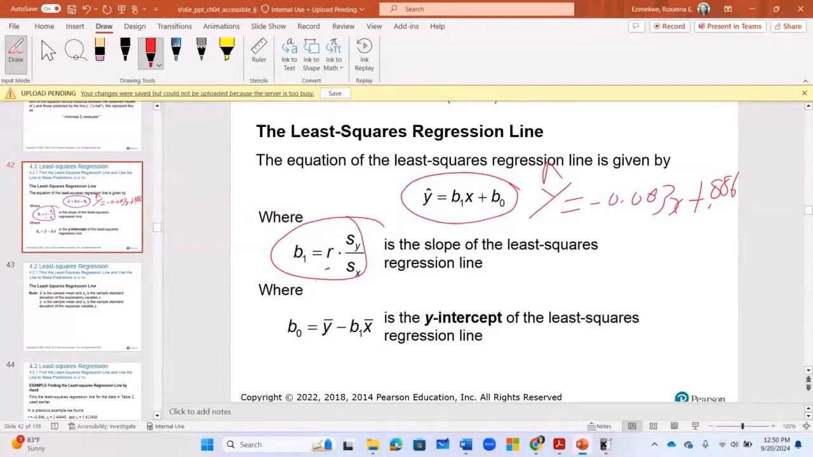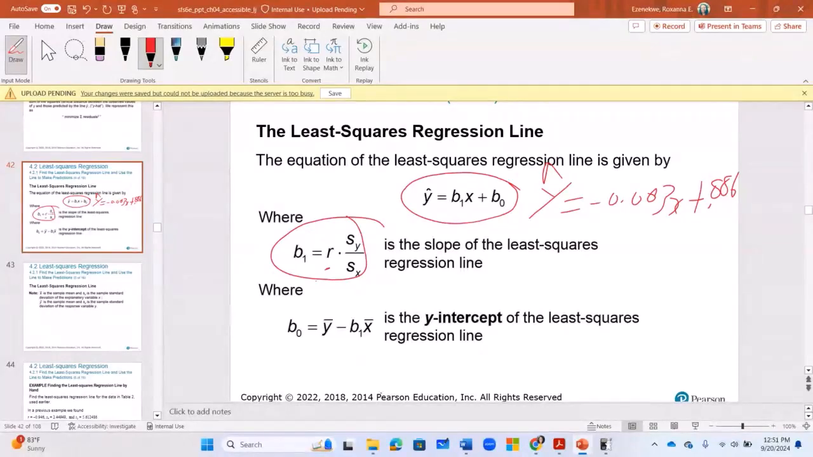Now we have the slope of the least square regression line. So this is the slope of the regression line. All right, so if you are told to find b0, this b0 is always the y-intercept, and that is in the equation.